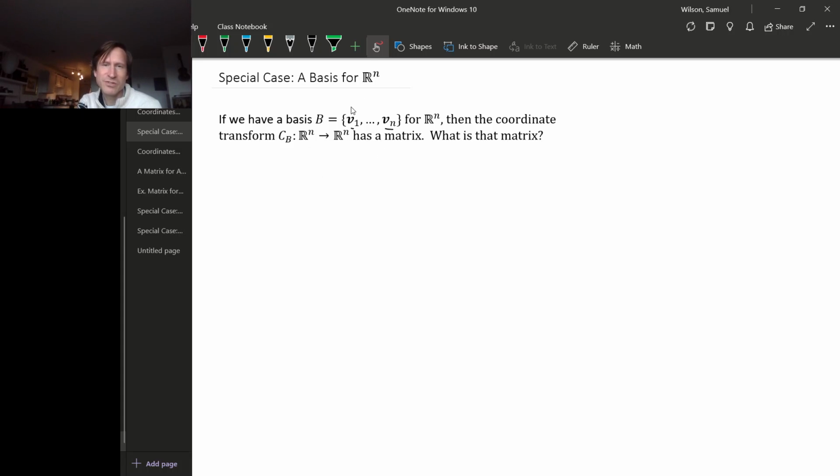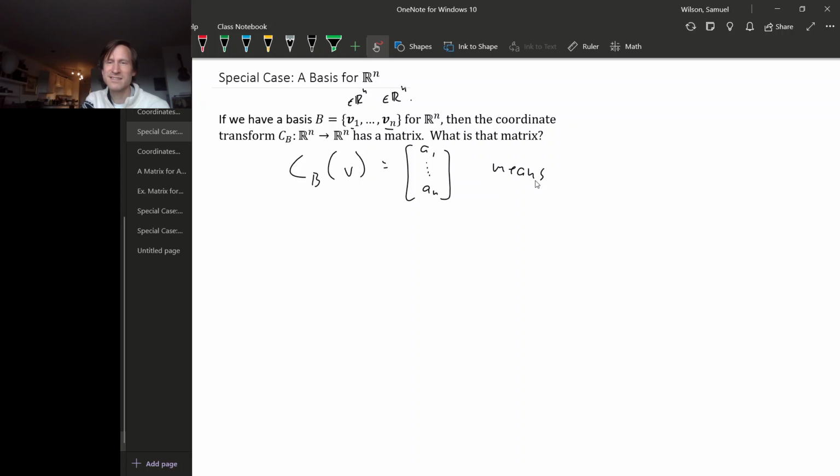So in this case, we need to remember that these v's are in R^n. Each one of these is in R^n. Okay, so what we noticed before was, if we take a matrix, so actually let me write it this way. If we take the coordinates for any vector here, we get some result like this.